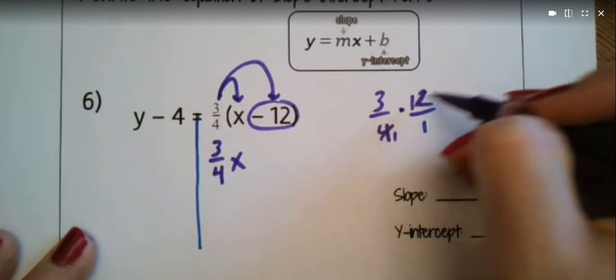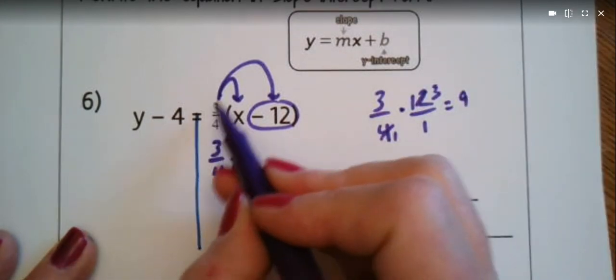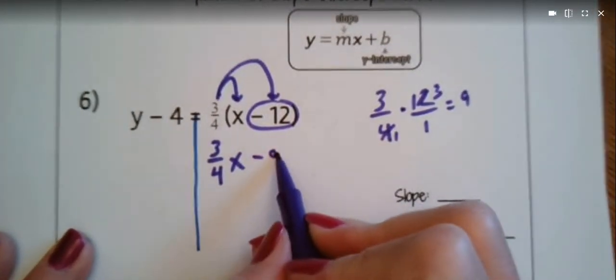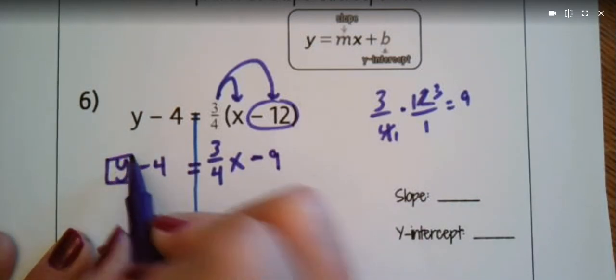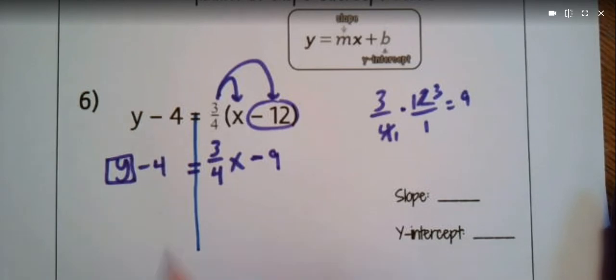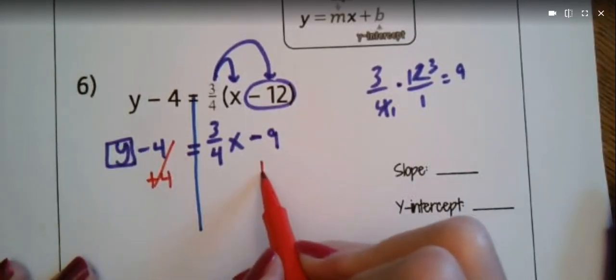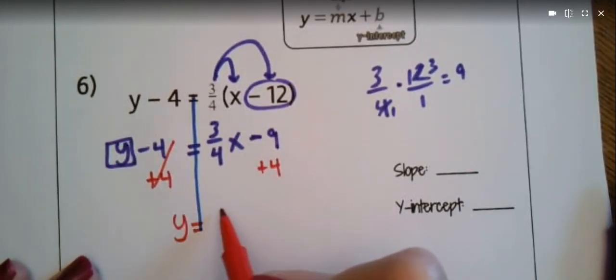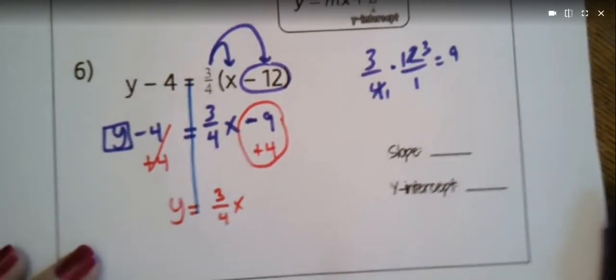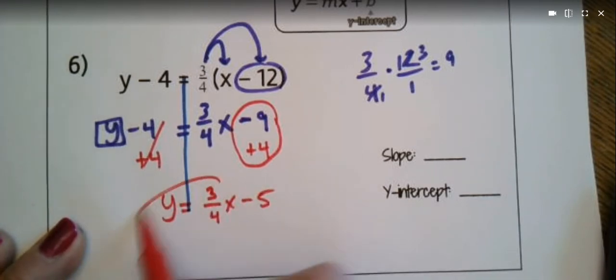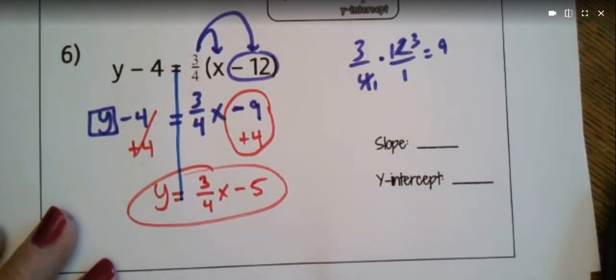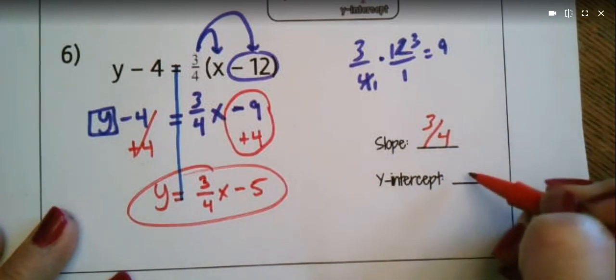You could also use a calculator, right? 3/4 of negative 12 is negative 9. Just copying everything down, boxing up that y. Now I'm ready to go ahead and add the 4 to both sides. And I get y equals 3/4 x. This is what I'm adding the 4 to. That's the only number I can actually add it to, and that's going to give me negative 5. There's my equation in slope-intercept form. Slope is 3/4, intercept is negative 5.